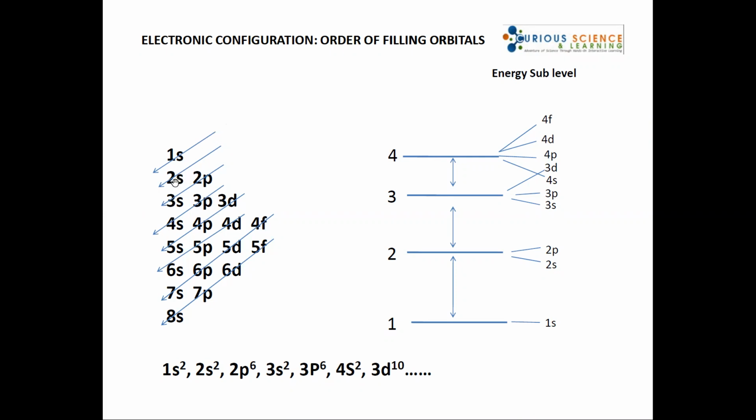1s first, then 2s, 2p, 3s, 3p, 4s, 3d, 4p, 5s, 4d, 5p, 6s, 4f, 5d, 6p, 7s, like that. This is the order it goes: 1s, 2s, 2p, 3s, 3p, 4s, 3d, and move on. This is the order that comes from this diagram. So now, if you can draw or memorize this diagram, it's very easy to fill up your electronic configuration.